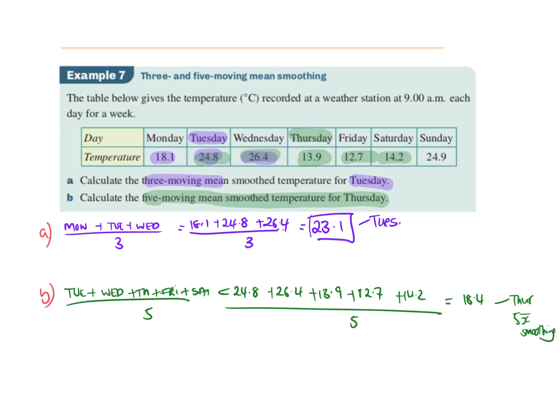So if I asked you for the 5 mean smoothing for Saturday, you can't do it unless you had more data. So they might ask how many could you possibly do for this 5 mean, and you can only do 3 values. So that's a question they do ask. You do lose some, so it's impossible, or you can only do so many.